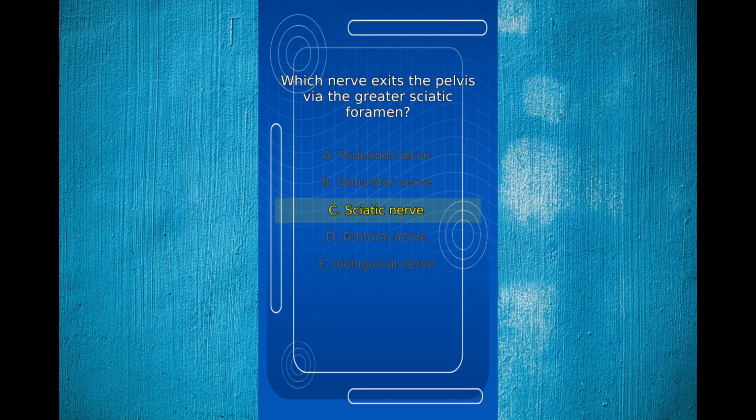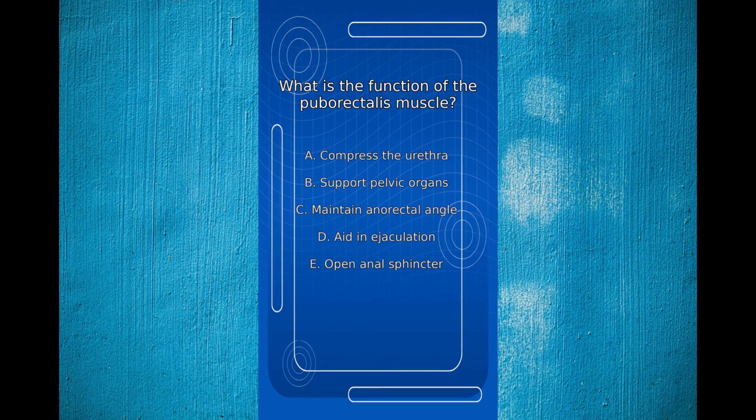The correct answer is C. Sciatic nerve. The sciatic nerve exits the pelvis through the greater sciatic foramen below the piriformis. What is the function of the puborectalis muscle?